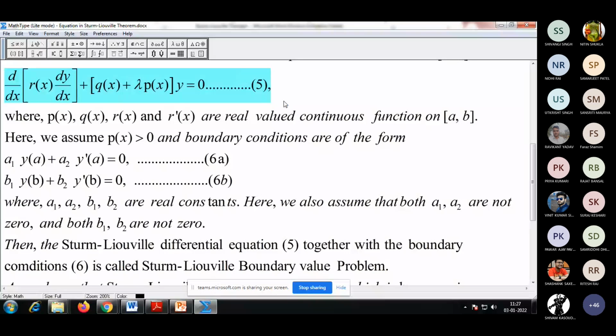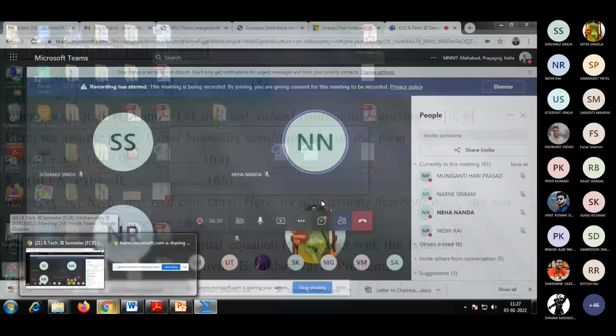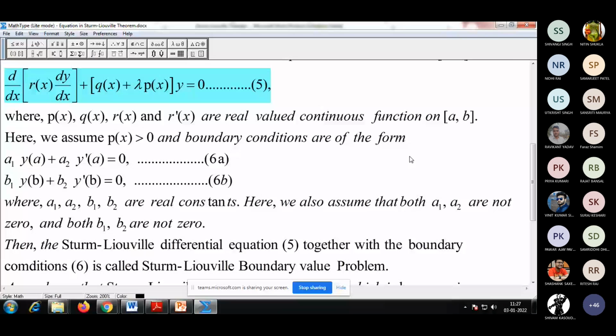Okay, homogeneous. So every homogeneous differential equation has a trivial solution. Every differential equation has a trivial solution or not? Yes, sir. So this is a homogeneous differential equation, and we all know that every homogeneous differential equation has a trivial solution. Trivial solution means y equal to 0 will always be a solution of this differential equation.